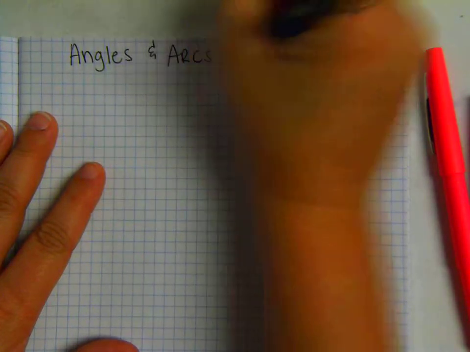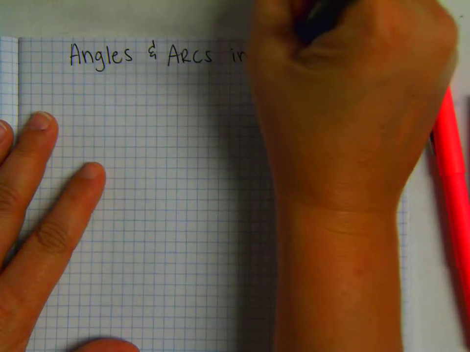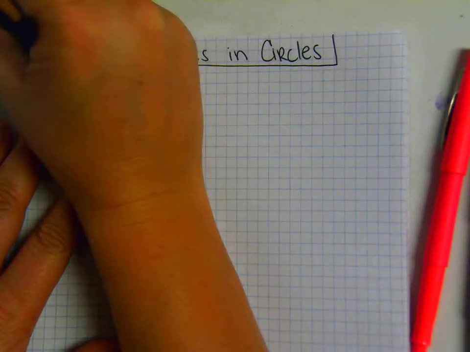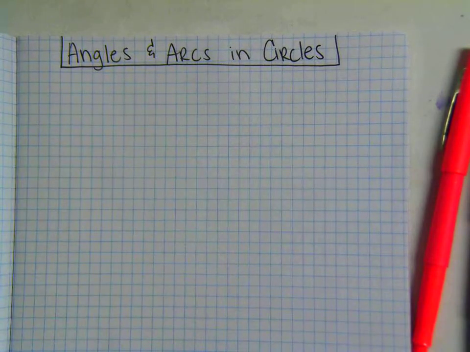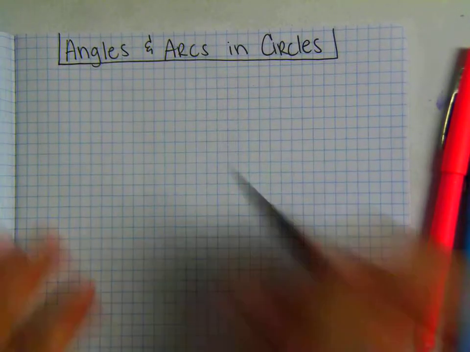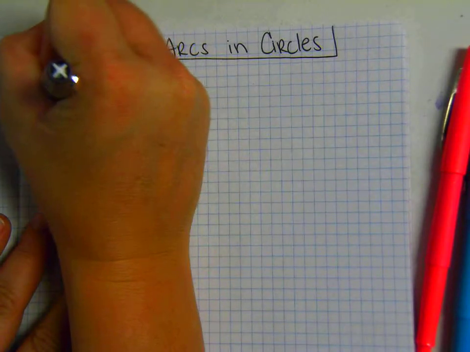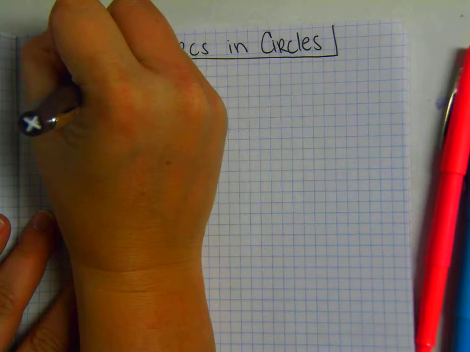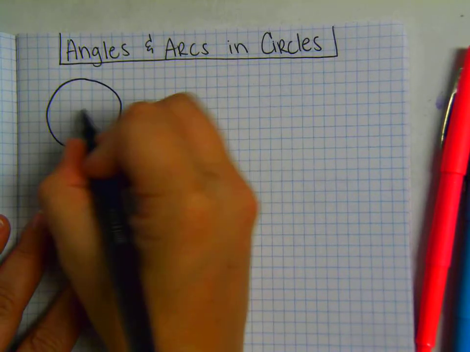Tonight's notes are on angles and arcs in circles. Okay, this is on page 66. So, angles and arcs in circles. Let's start off by drawing a circle. Okay, and we have a center.